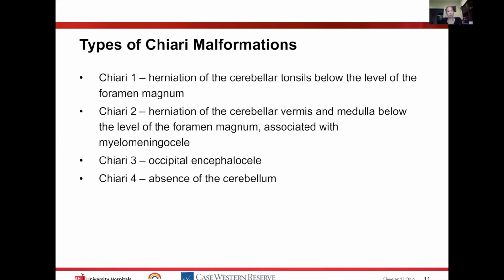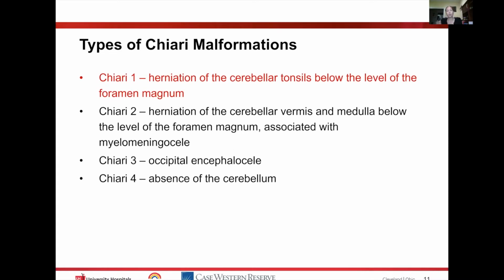Chiari 1, he described as the herniation of the cerebellar tonsils below the level of the foramen magnum. The Chiari 2 was herniation of the cerebellar vermis, that midline structure, as well as the medulla below the level of the foramen magnum, and this was predominantly seen in patients with myelomeningocele. Chiari 3 was an occipital encephalocele, and Chiari 4 was complete absence of the cerebellum.